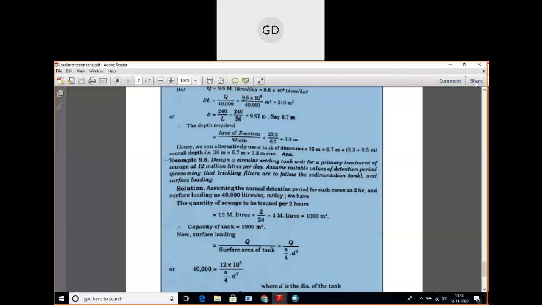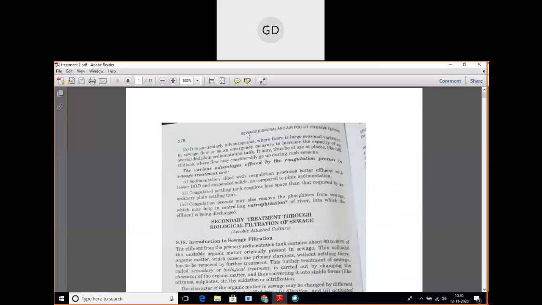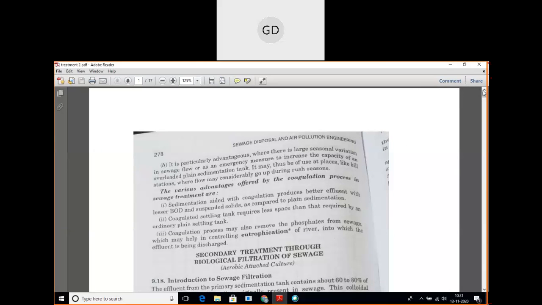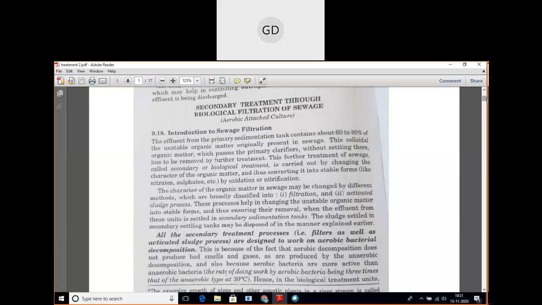So next is secondary treatment through biological filtration of sewage. This is an introduction to sewage filtration. Here everything that is done is through biological filtration.